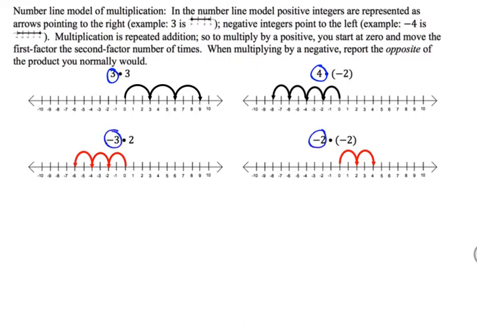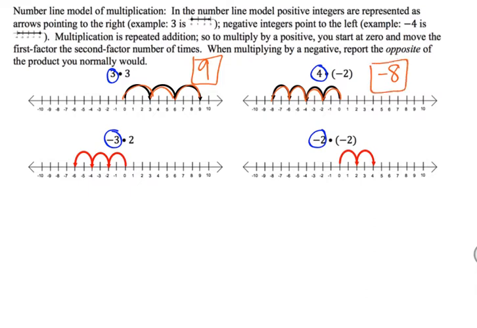The second factor would be the one that I didn't circle. When multiplying by a negative, report the opposite of the product you normally would. So you end up doing the opposite of what you normally would do. So for 3 times 3, I just go 3 times and I get 9. Negative 4 times 2, I do negative 2 4 times, and I report the answer as negative 8.